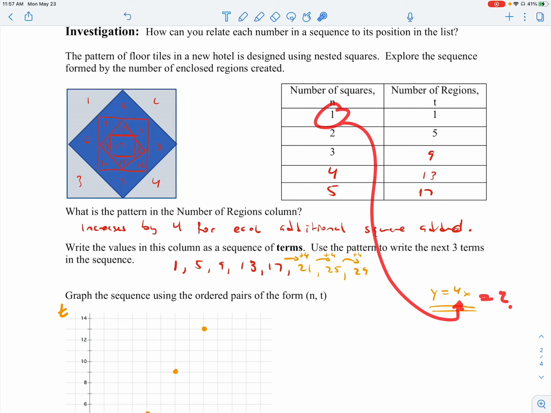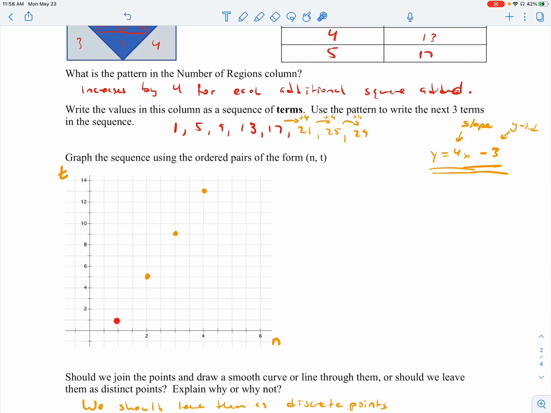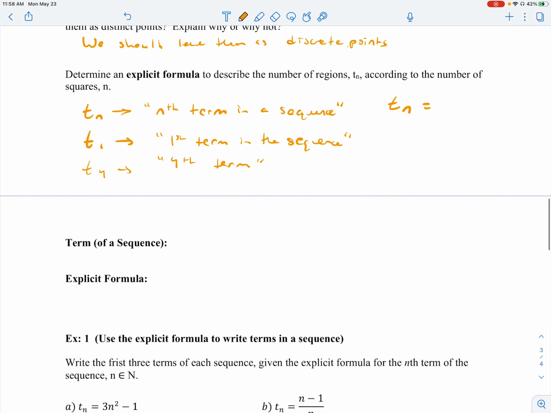So if you follow that reasoning, the correct equation would look more like 4x minus 3, where 4 is the slope. You could also think of the minus 3 as the y-intercept. Notice our point started at 1, 1. If we were to continue this back, we would have to go down 4, so we would go down 1, 2, 3, 4, and we would be right here. That would put us at negative 3. So let's write out our equation. We can say 4n minus 3.